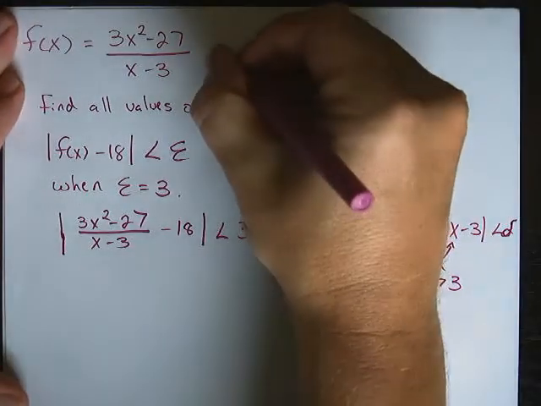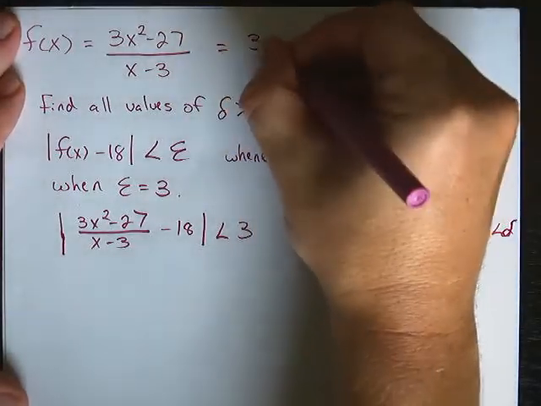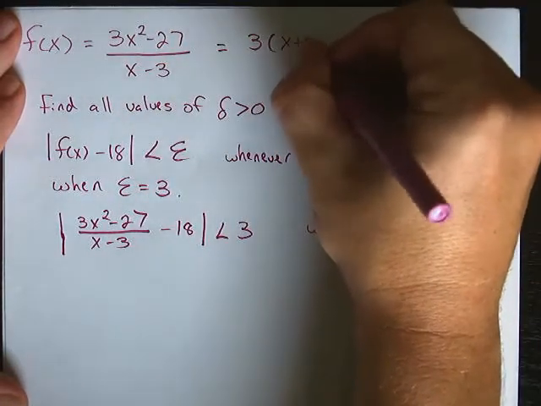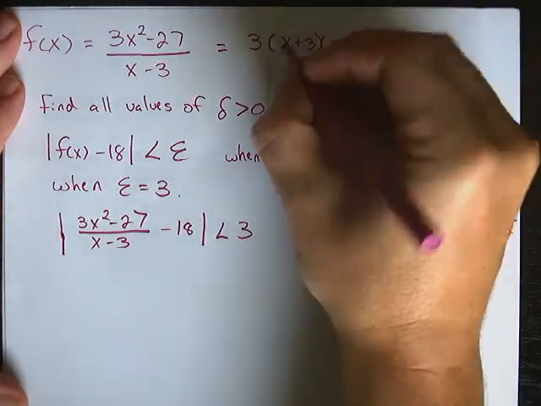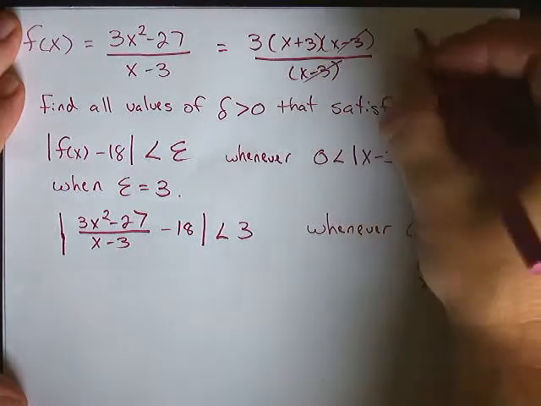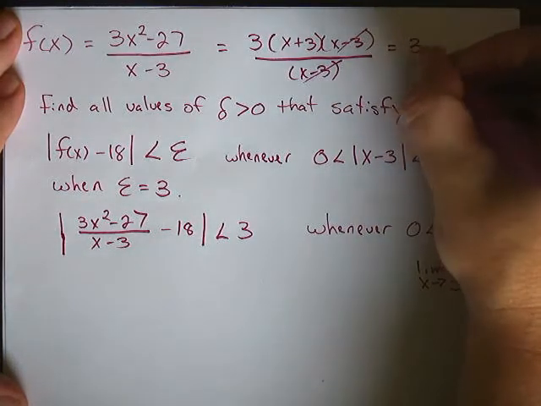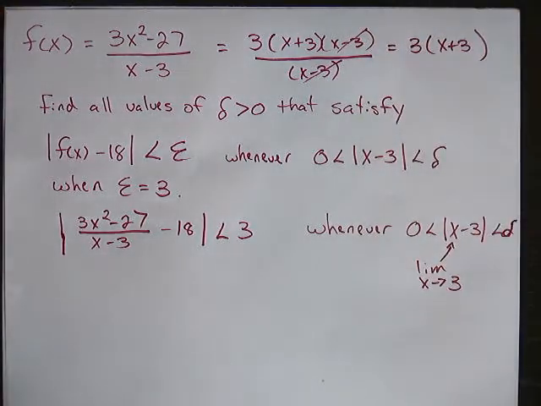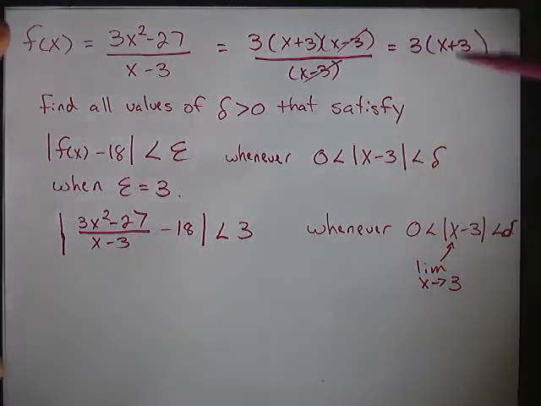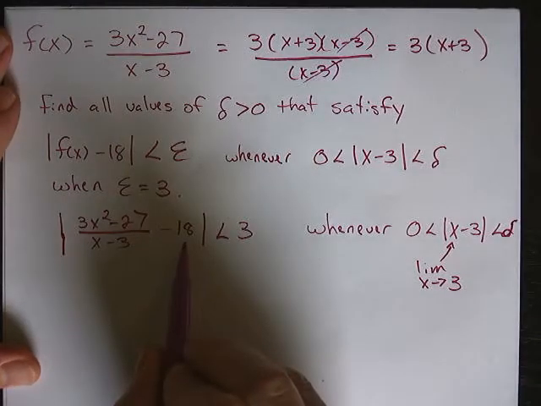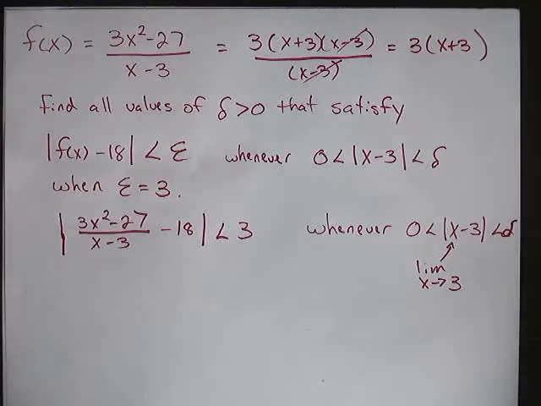But you can remove that discontinuity, and we do. So let's factor out the 3 and then do the difference of squares, which would be x plus 3, x minus 3, over x minus 3. That's the removable discontinuity there, and you get 3 times x plus 3. If we plugged in a 3, we would get 3 plus 3 is 6, times 3 is 18. So we get the answer of 18, but we want to be within 3 of that answer as we get closer.